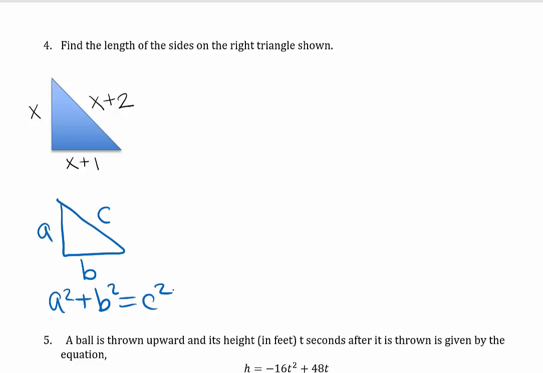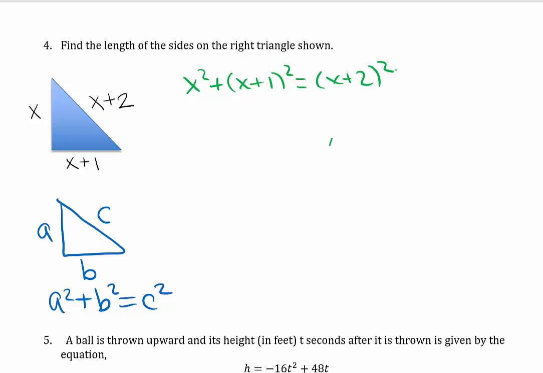To solve this problem, I'm going to have to remember something called the Pythagorean theorem, which basically says anytime you have a right triangle, if you add up the squares of the legs, it always equals the square of the hypotenuse, or that longest side. So if I plug my expressions, x, x plus 1, x plus 2, in for the a, b, and c of the Pythagorean formula, I now have a quadratic equation. So I'm going to try to follow my three steps.